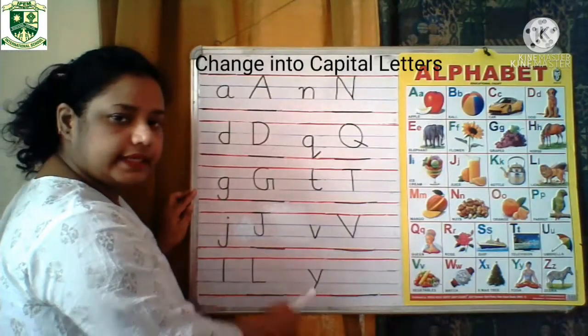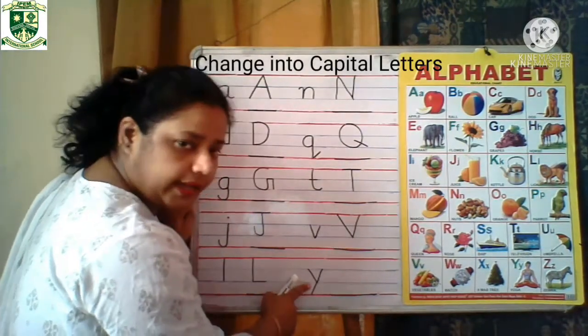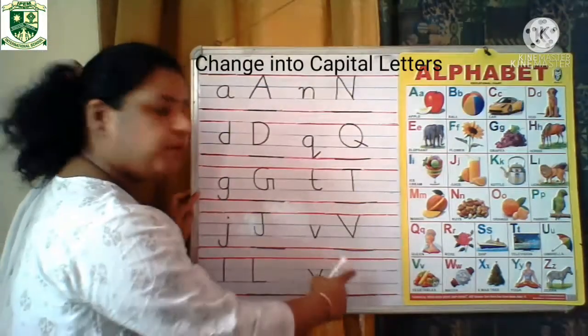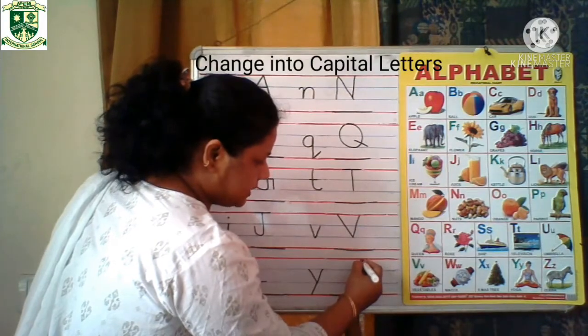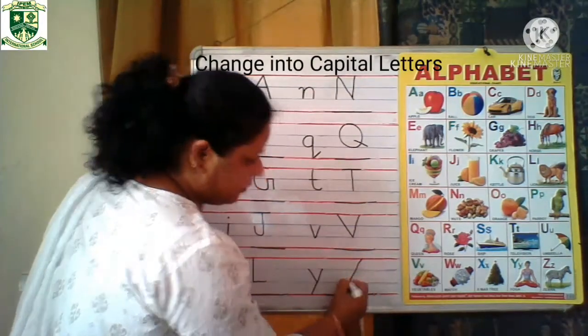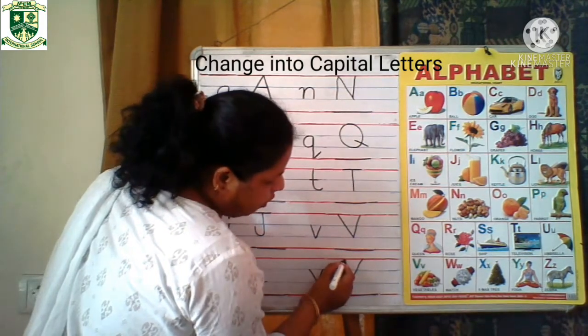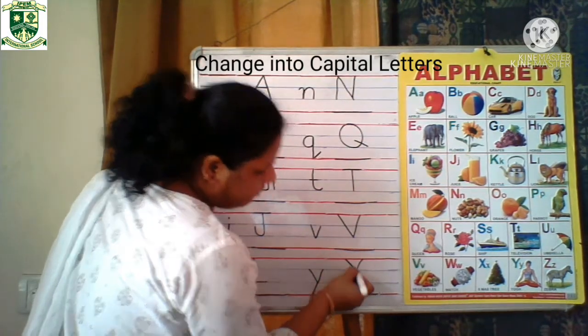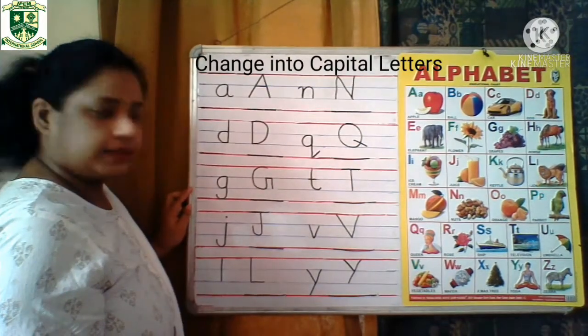Now our last letter is Y. This is a small y, and it's the same way we are going to make capital Y. First of all, we are going to make one slant line from the red line to the second blue line, and a small slant line opposite to it till the first blue line. Okay, this is how we'll make capital Y.